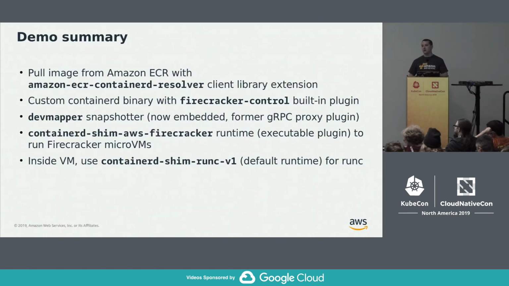So just to go over what we saw, we were able to pull an image from ECR using a custom resolver that we wrote. Then we were launching that container inside a VM using the custom firecracker-containerd binary with this control plugin built in, and using the containerd shim AWS Firecracker to control the Firecracker process. We used the device mapper snapshotter that we wrote, and we were able to contribute upstream. And so that was running with the upstream installed version of the device mapper driver. And then inside the VM, it uses the normal containerd shim to run a container with runc.